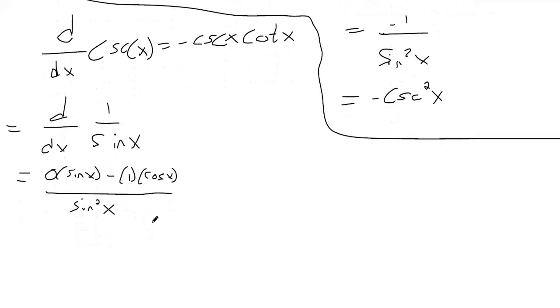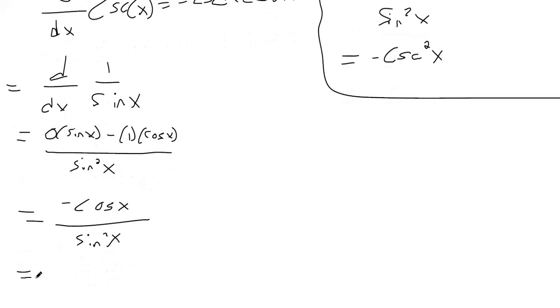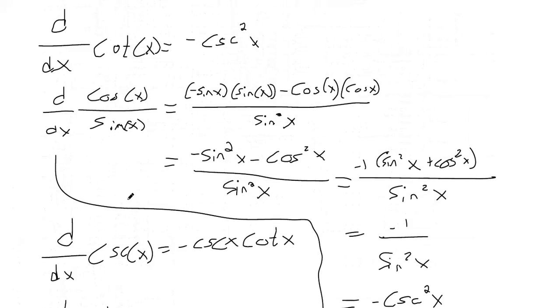Okay, so that's the quotient rule. The derivative's done. 0 times sine of x is just 0, so up top we have negative cosine of x over sine squared x. And we can rewrite a little bit more, because look, isn't this the same thing? Cosine of x over sine of x times 1 over sine of x.